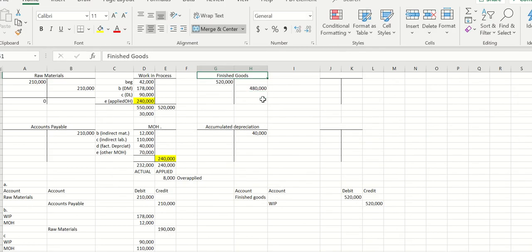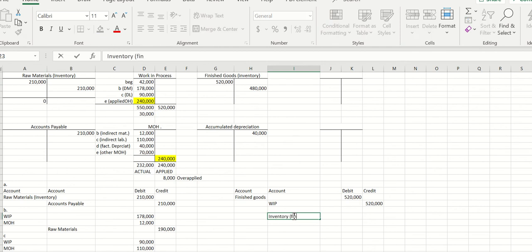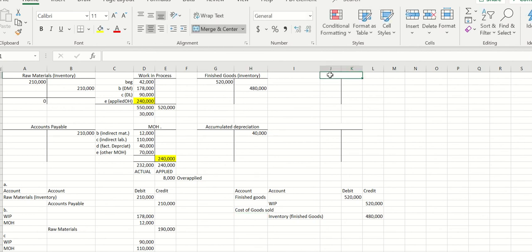So remember these are our 3 inventory accounts. So I could write inventory. Work in process is also inventory, and finished goods also inventory. So I could note that. Right, so I could credit inventory, finished goods for 480,000, and then I would debit my cost of goods sold. Remember that all of our product costs are inventoriable costs, so they will not be expensed until they are sold, right? And now they're finally getting expensed. So there's our cost of goods sold.